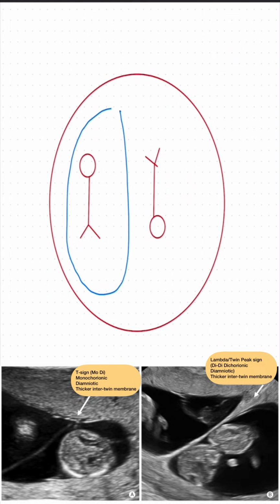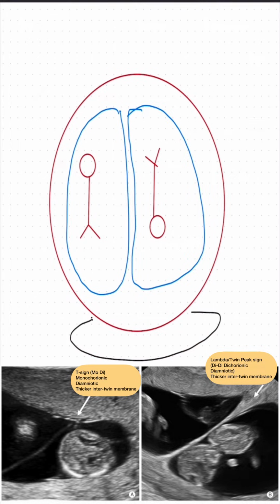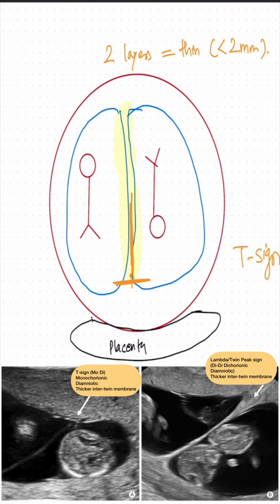In this diagram, only the amniotic cavities are separate, but there is a common chorionic cavity. So the separating intertwin membrane has 2 layers only, and it is relatively thinner, and it is called the T sign. It is monochorionic diamniotic pregnancy and it has more complications.